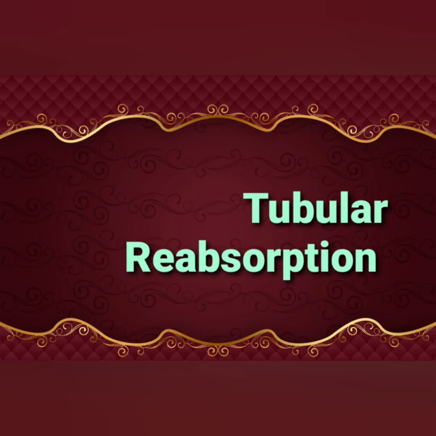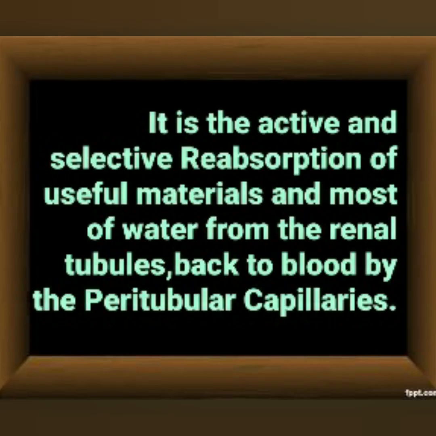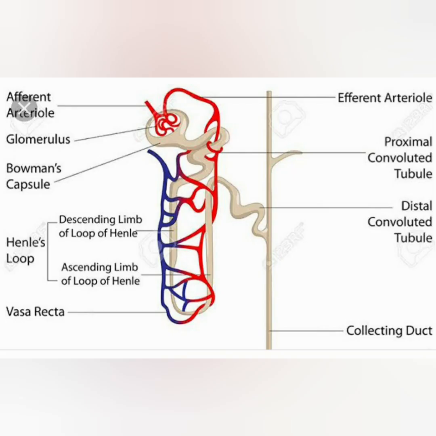The second step is tubular reabsorption. It is the active and selective reabsorption of useful materials and most of the water from the renal tubules back to the blood by the peritubular capillaries. Here you can see the peritubular capillaries. So when the filtrate goes through the renal tubule, the essential materials are reabsorbed into the peritubular capillary network.